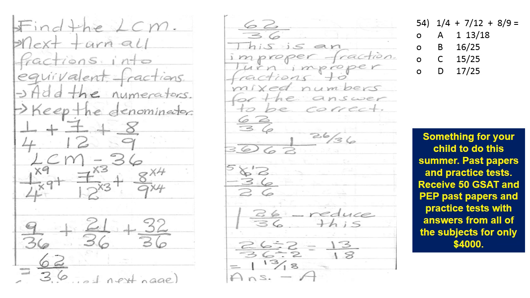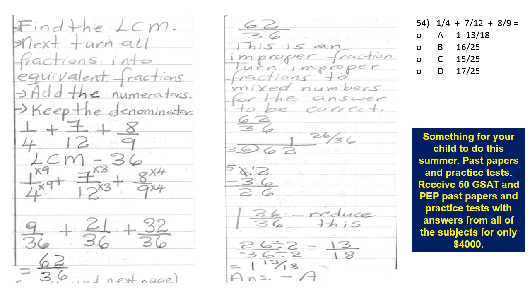62 over 36 is an improper fraction. Turn improper fractions to mixed numbers for the answer to be correct. 62 divided by 36 is 1 with remainder 26, which you put back over 36. Reduce 1 and 26 over 36: 26 divided by 2 is 13, and 36 divided by 2 is 18. So that is 13 over 18, and that is equal to 1 and 13 over 18.